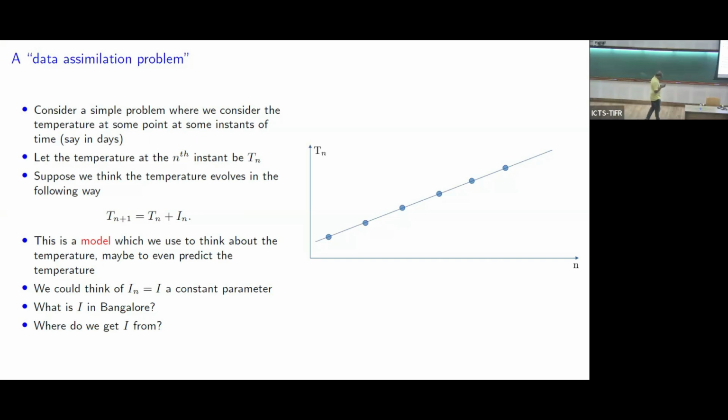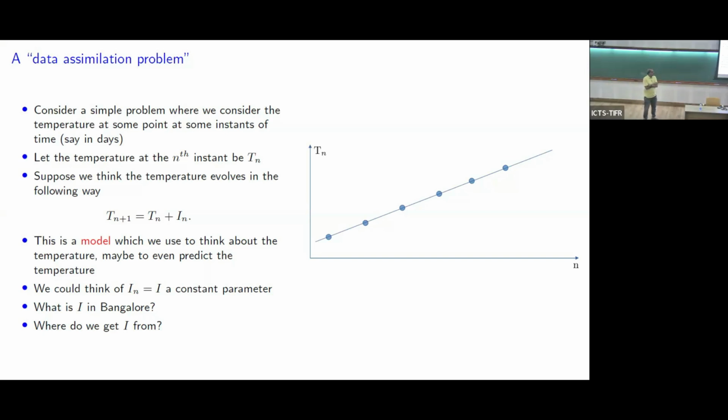We are going to look at a problem where we are trying to track, say, temperature over some instances of time, say days. Every day we want to look at the temperature. The temperature on the nth day is Tn, and let's say temperature evolves in the following way: the temperature at day n plus 1 is the temperature at day n plus some In. In is like an increment. This is a very simplified model that I could come up with.